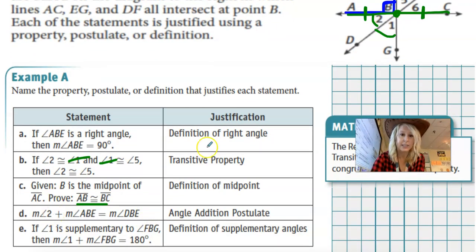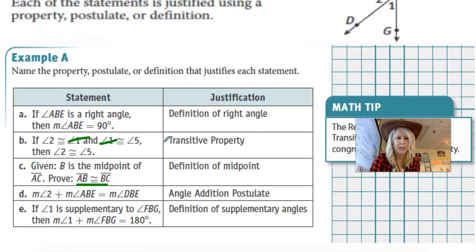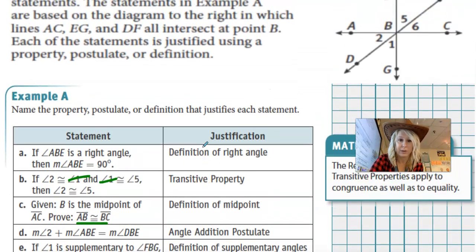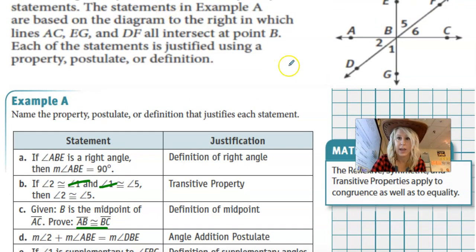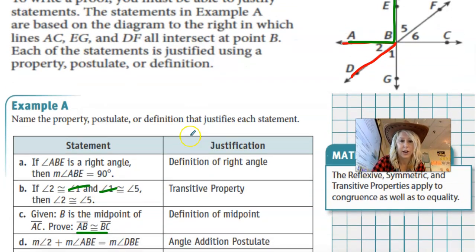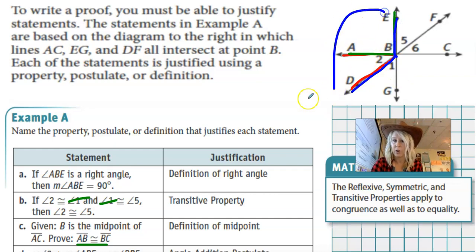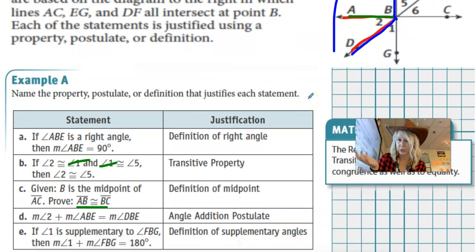All right, D says, I'm going to erase my picture up here. Goodbye. So D says, if the measure of angle 2 plus the measure of ABE equals the measure of DBE. Let's take a look at this. Angle 2 is over here in red. ABE is over here in green. If I add those two angles together, I should get the total of DBE, which I do in blue. So the red angle plus the green angle equals the blue angle, which goes back to the angle addition postulate that we covered.